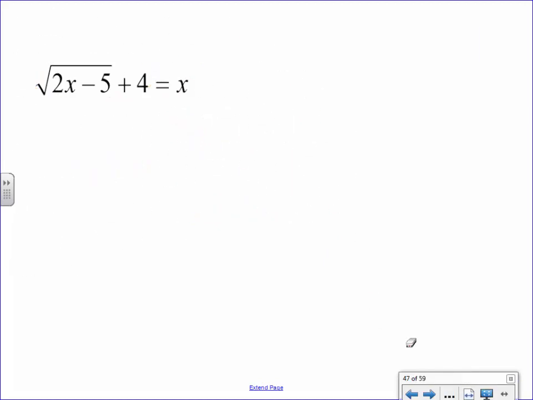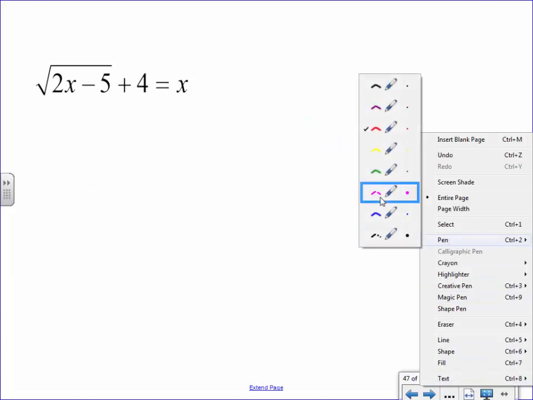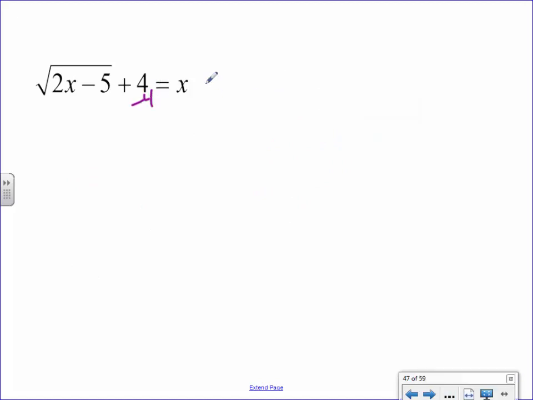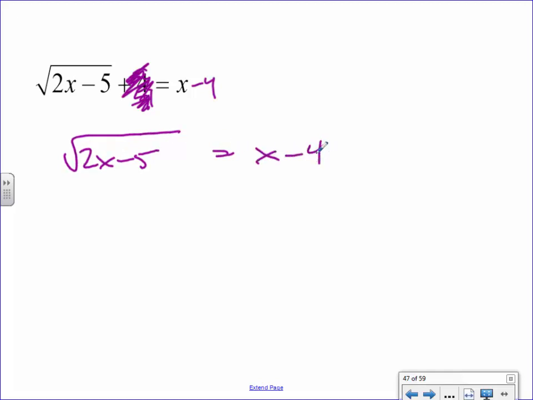What if I were to try to isolate the square root sign and subtract 4 from both sides? Do you see how all of a sudden this plus 4 is now gone? Now what I'm left with is 2x minus 5 equals x minus 4. I know it's a little tweak, but this is now the opportune moment to square both sides. Because watch what happens. Let's say I square this side right here. When you square a square root, literally it goes away.